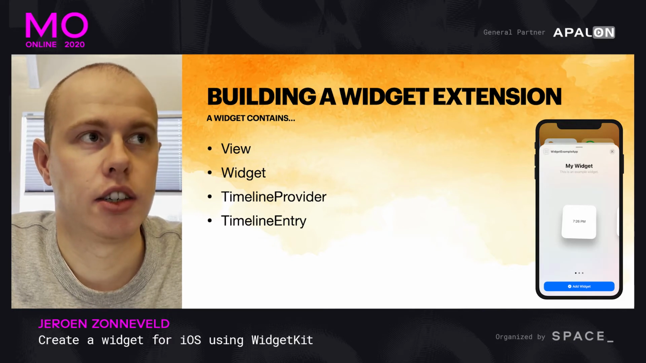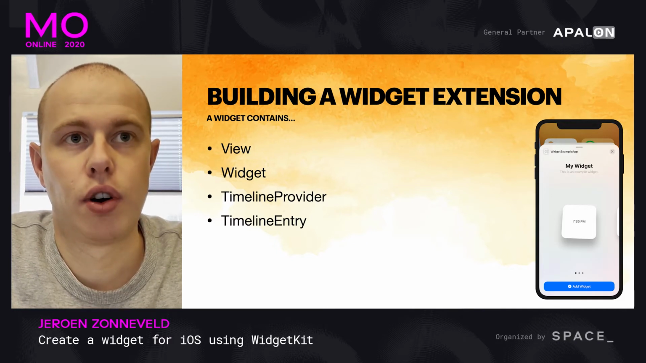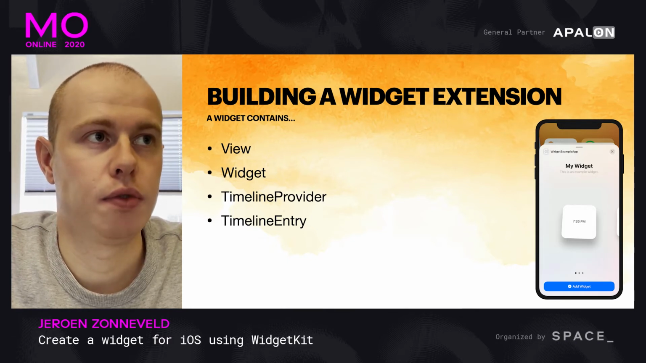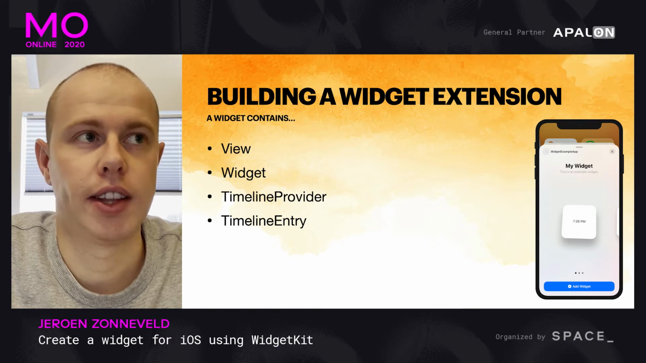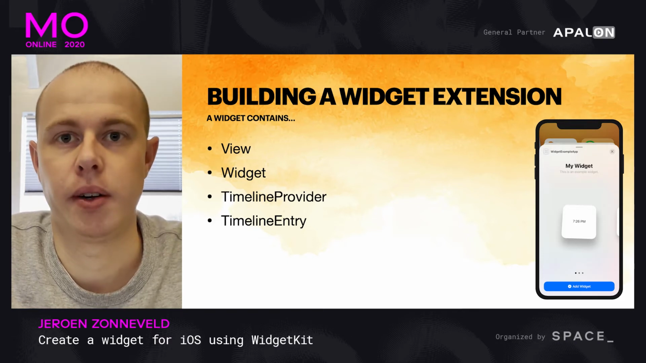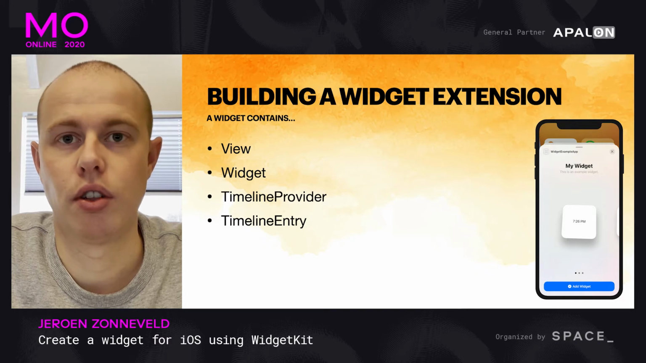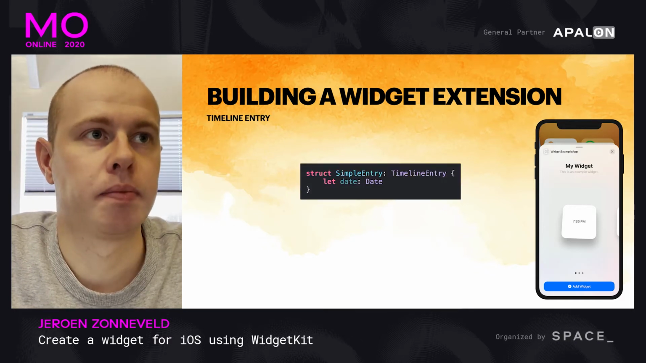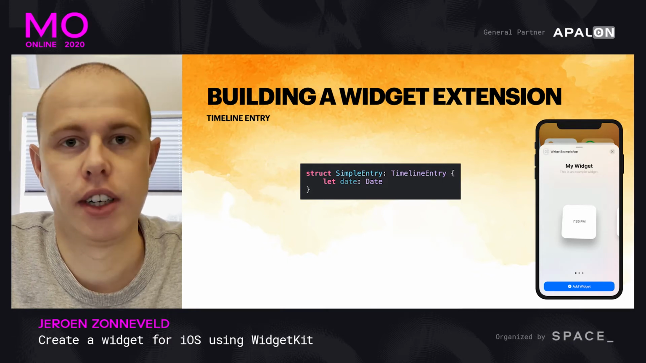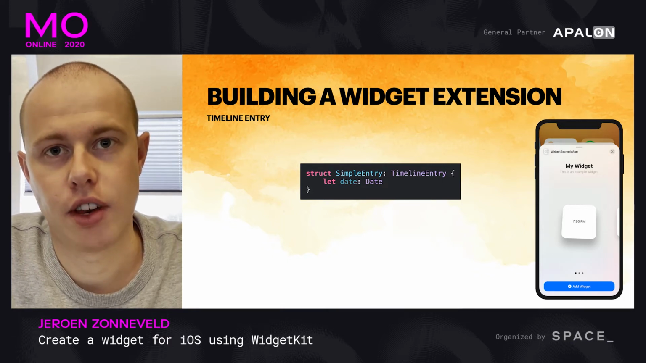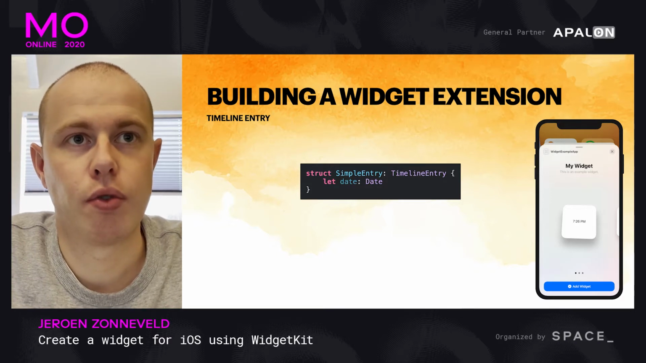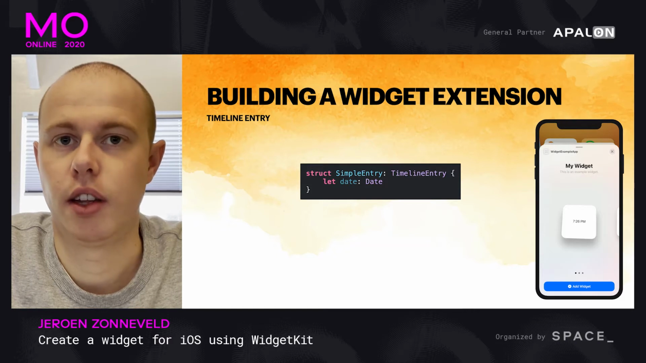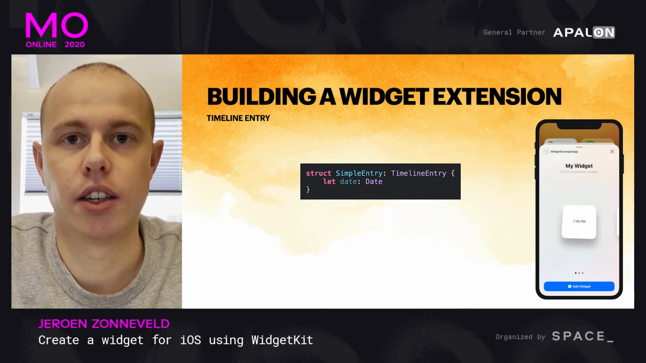Building a widget extension contains 4 objects which are very necessary, which is a view, the widget, the timeline provider, and the timeline entry. And I will go through all those objects one by one. So let's start with the timeline entry. The timeline entry contains all the data that your widget needs. So for example, in the widget you see on the right, which is just a simple widget showing the time, we only need a date.